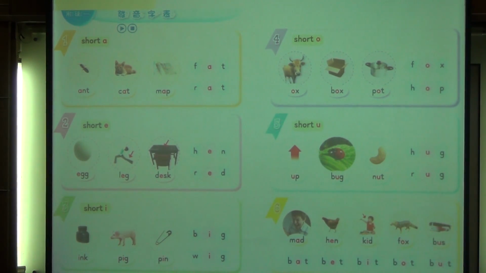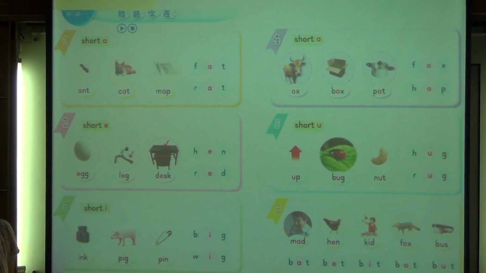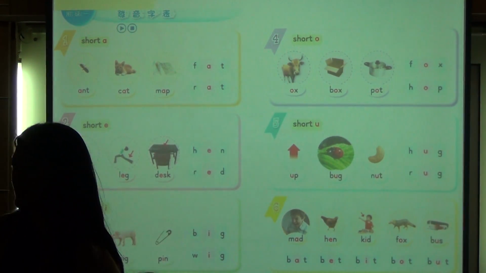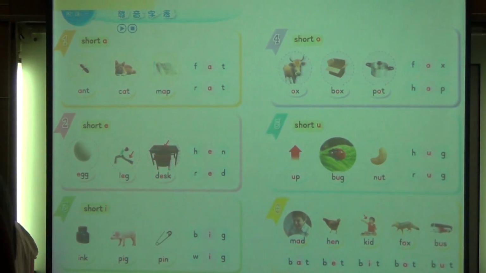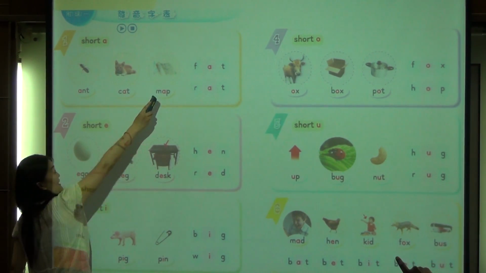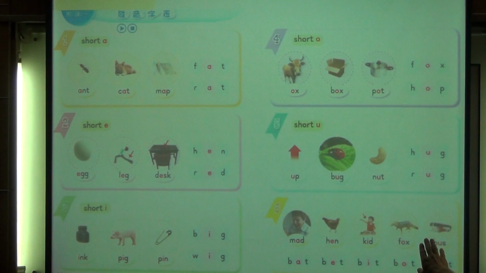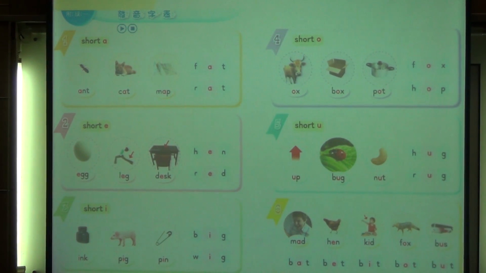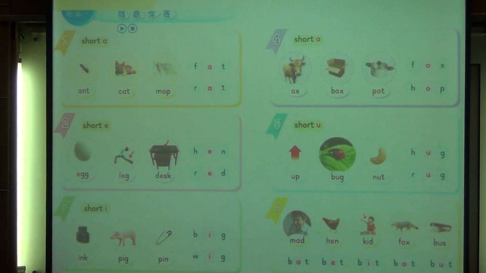Yeah, let's try it again. So I need you to work in pairs. Ready? Ant. Cat. Rat. Fat. Egg. Pen. You have to read all the short ones. Ant. Cat. Rat. Egg. Box. Fox. Egg. Leg.